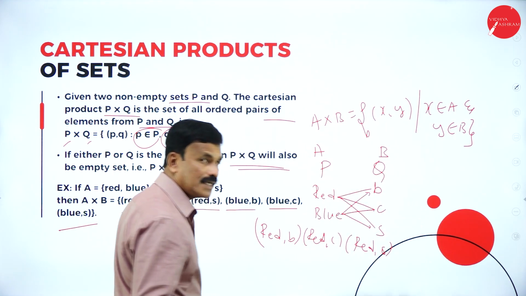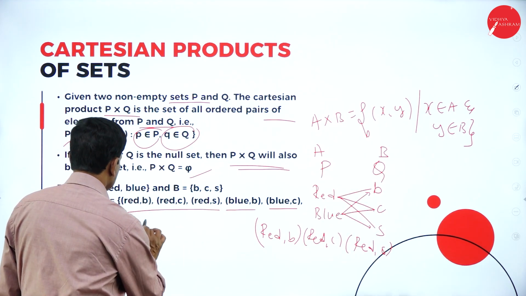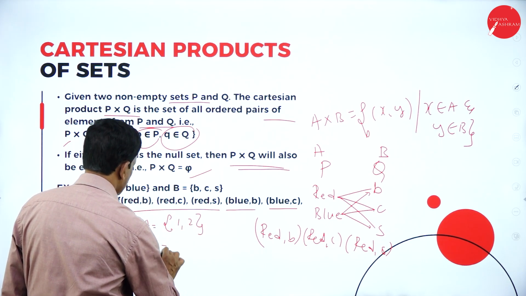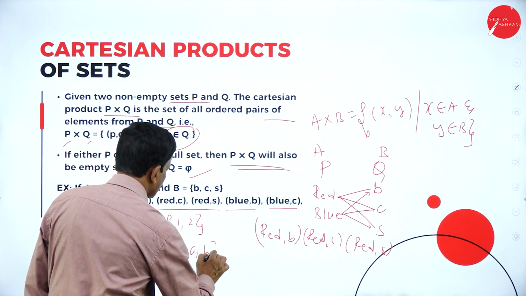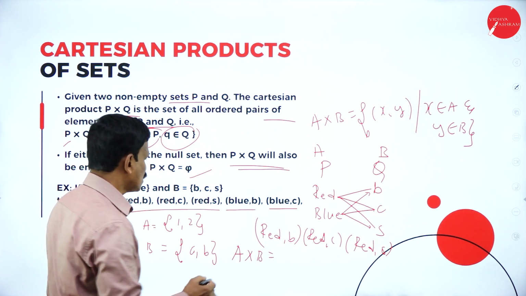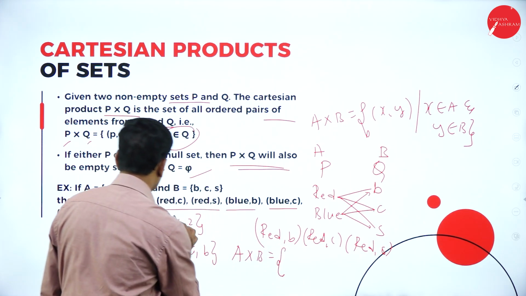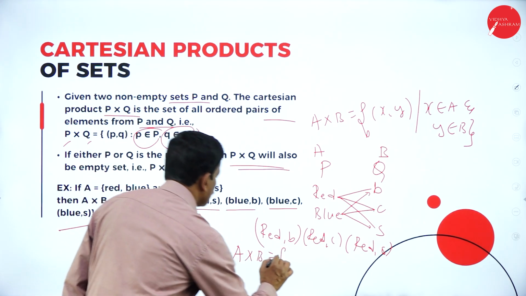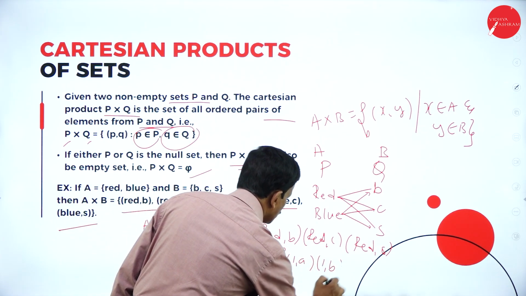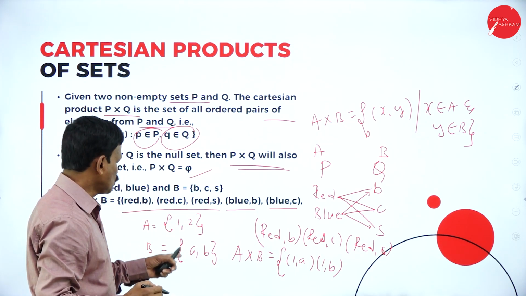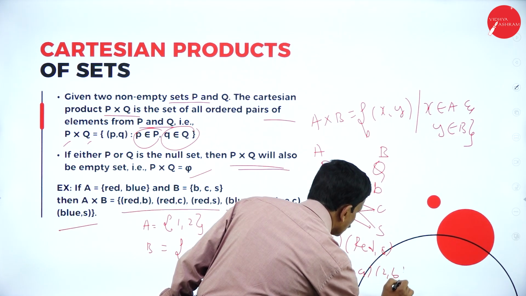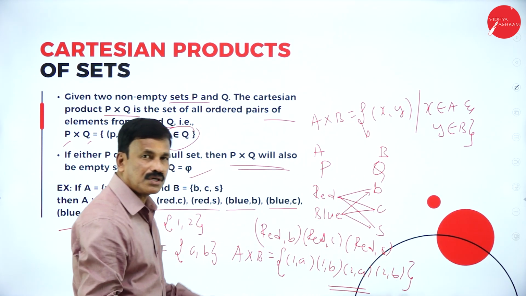Now, let us take one example. Let me write one example. If A is equal to {1, 2} and B is equal to {a, b}, then the Cartesian product from A to B, denoted A cross B, is equal to: take the first element 1, so (1, a), again (1, b). Similarly, the second element, (2, a) and (2, b). So this is the Cartesian product from A to B.